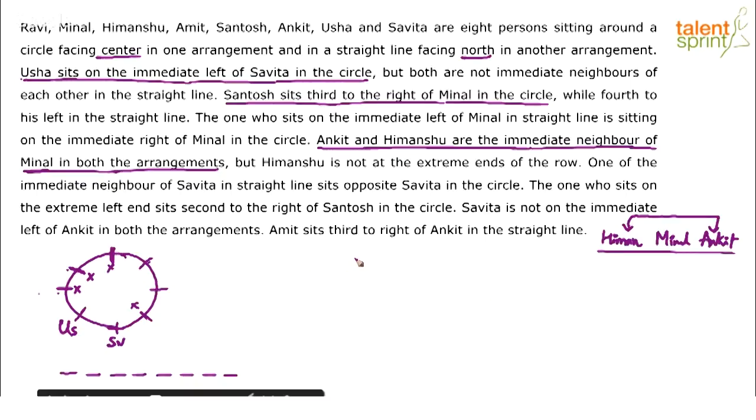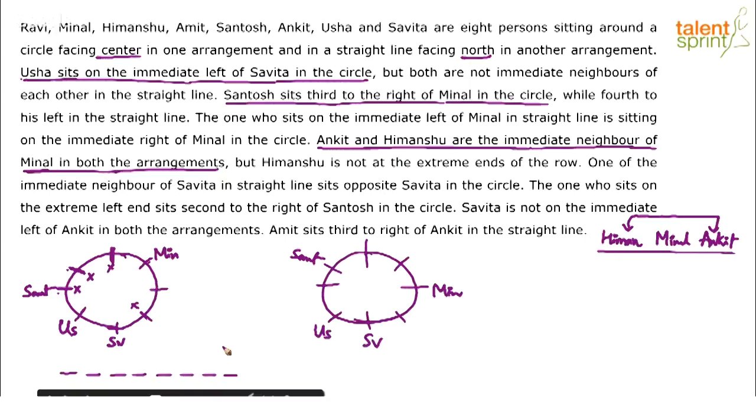So what I will do is I will draw one more circle. 1, 2, 3, 4, 5, 6, 7, 8. Let me first fix Savita and Usha. Now we are taking two possible positions for Minal. Let us say this is Minal in first circle. This is the Minal's position in second circle. Okay, and accordingly mark Santosh third to the right. First, second, third. This will be Santosh. Here, first, second, third. This position would be for Santosh. Clear? And remember that the immediate neighbours of Minal are Ankit and Himanshu. So I can say these two positions are occupied by Ankit and Himanshu. Are you able to follow?